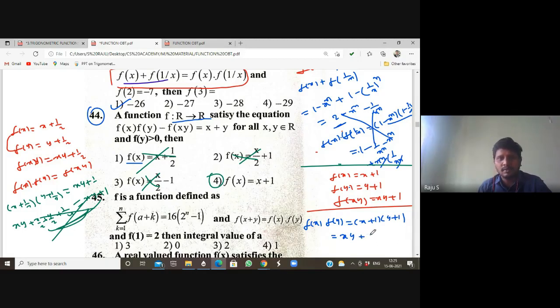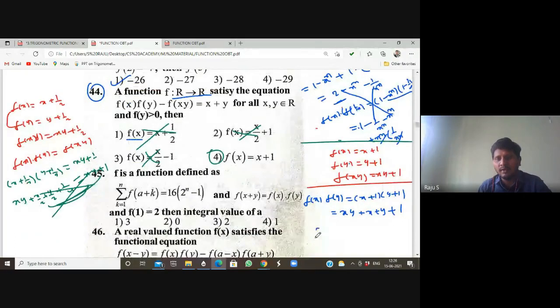plus x plus y plus 1. Am I right? This is f of x into f of y. What is the f of xy value? xy plus 1. Now you can find f of x into f of y minus f of xy.